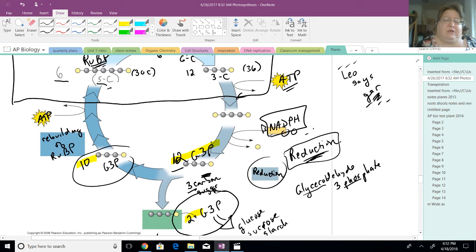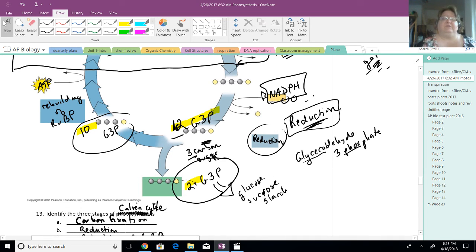We still have a 3-carbon molecule. It's been changed, but it's still 3 carbons. We have 12 3 carbons. We haven't lost anything yet. So we have a 3-carbon sugar, and 2 of them can then be pulled out of the reaction. 2 G3Ps, glyceraldehyde 3 phosphates. Now, at this point, remember 2 3 carbons, that's a 6 carbon.